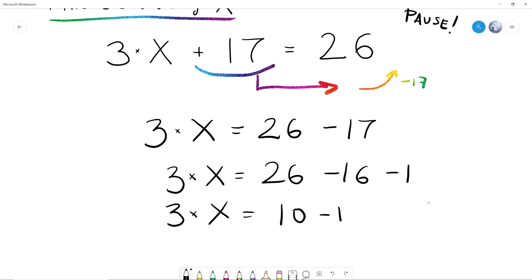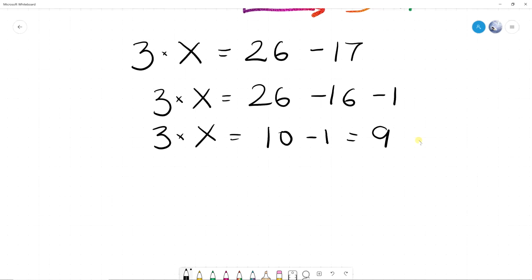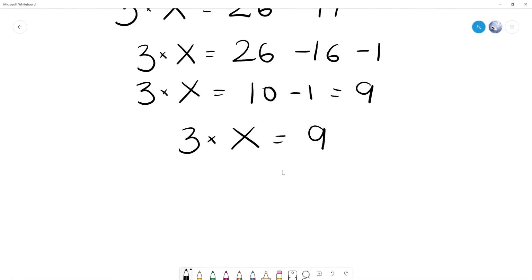And 10 minus 1 is? 9. So was that correct? Were those all the steps that you made in your head? Yes. Okay. So we've arrived at an equation: 3 times x equals 9. And now what can I do, Natalie, to solve for x? Divide. Divided by what? 3. By 3. Awesome.